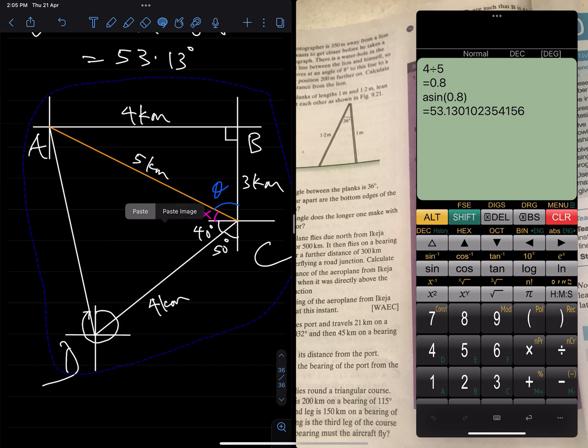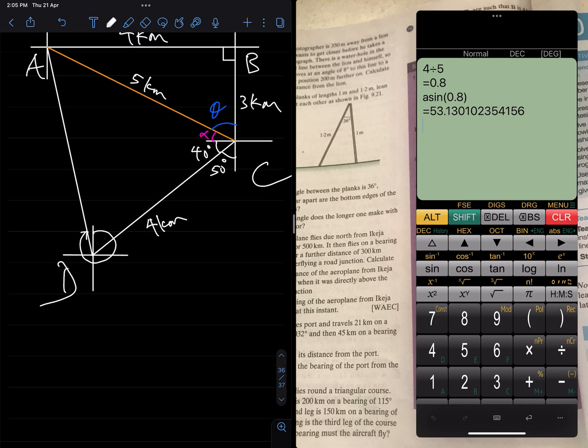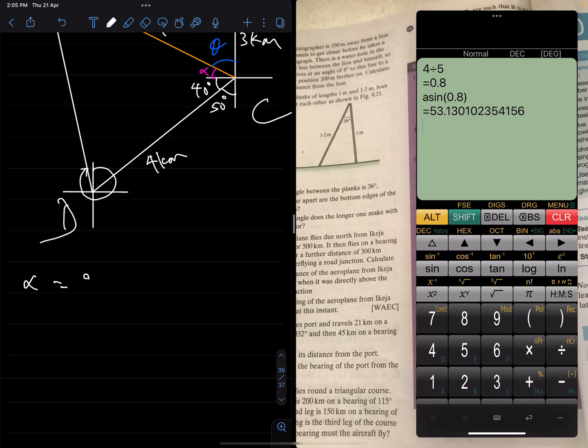Now that I know theta, how do I find alpha? Alpha is certainly 90 minus theta. So alpha equals 90 minus theta, which is 90 minus 53.13.